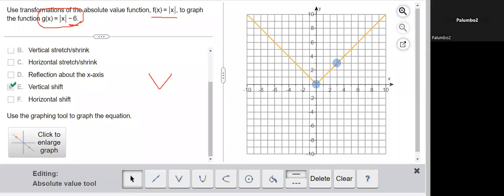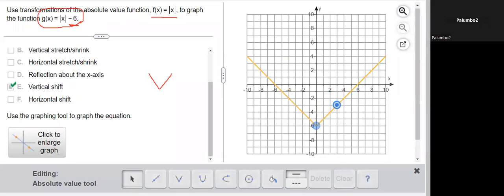So you're going to notice that when I shift the vertex down, the other point does not move with it. So I'm going to move this down 1, 2, 3, 4, 5, 6. Now that doesn't make the same shape. That looks stretched. So I also need to go back and move this other point down 6. 1, 2, 3, 4, 5, 6. Okay, now it has retained its shape, and this is the correct answer.